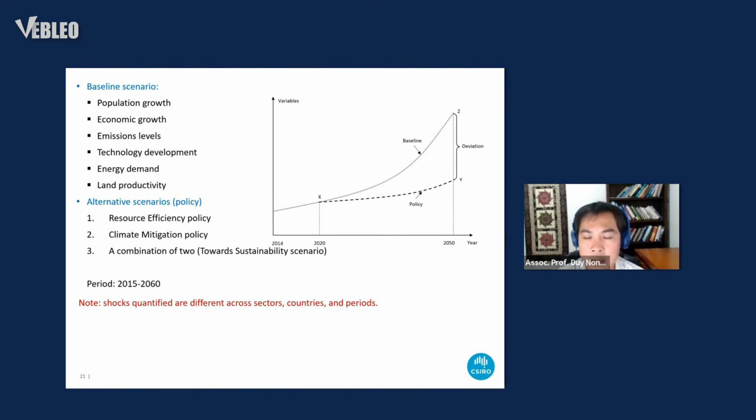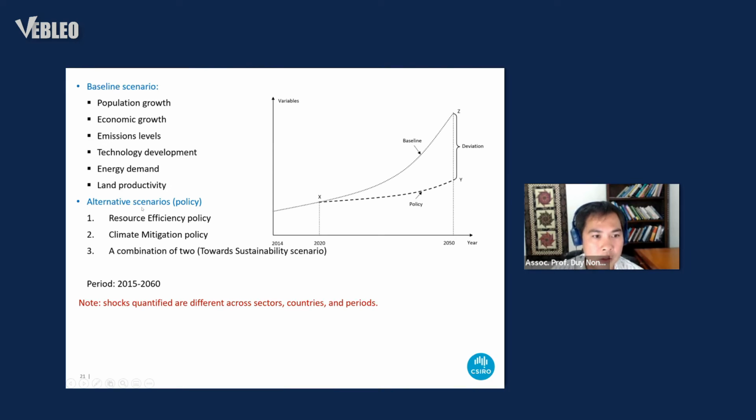For the baseline scenario, we project the baseline that you can see like this. This includes the population growth and economic growth rate following the middle of the road socioeconomic pathway, and also the emission level. We also assume the technology development, energy demand, and land productivity. We collect this data from many different sources in the literature, from reports of the United States, and from research by many different entities.